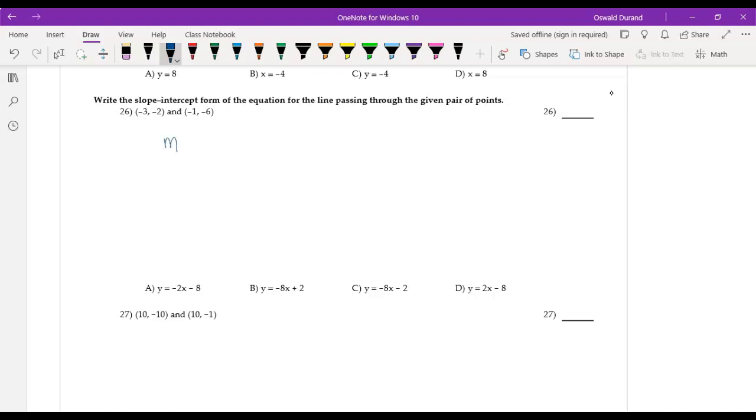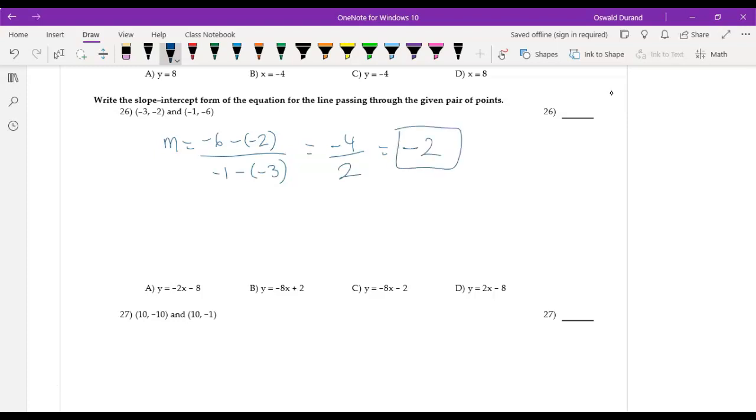So it's going to be m equal to -6 minus -2 over -1 minus -3. Okay, so -6 plus 2 is -4, and -1 plus 3 is +2. And we get a slope of -2.